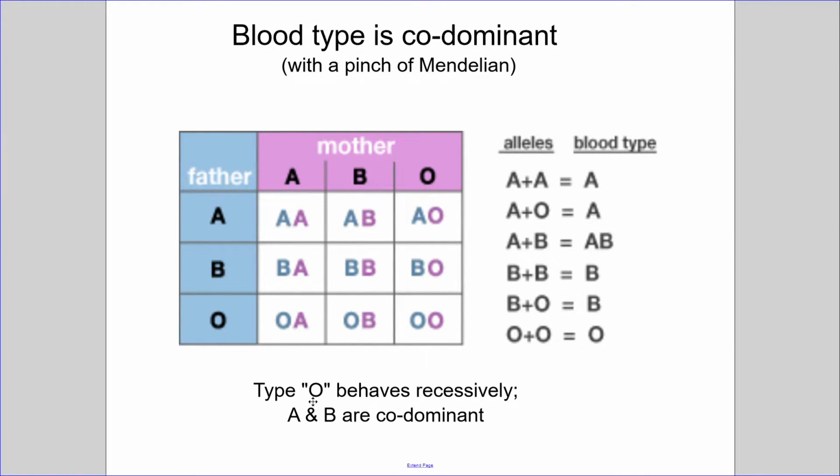A and B are codominant, O is recessive. So here's a good summary of what that means. A and A would be type A, A and O would be type A, and A and B, that's your codominant heterozygous allele combination, that's going to be type AB. B and B would be type B, B and the recessive O is type B, and then O and O is just going to be straight up recessive type O.